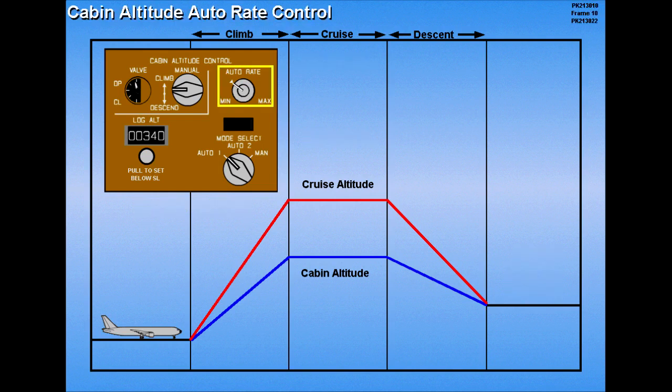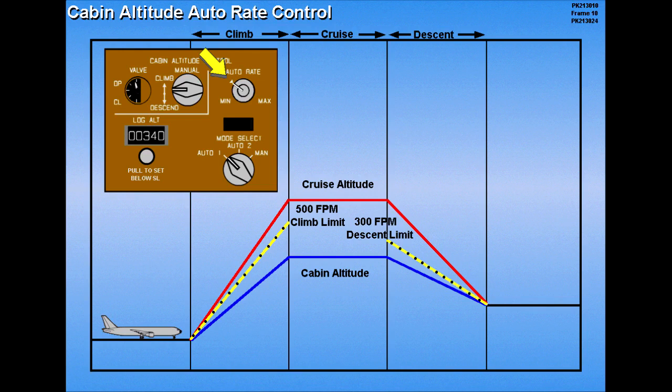An auto rate selector establishes the desired limit for the cabin rate of change. An index mark limits the cabin rate of climb to 500 feet per minute and the descent to 300 feet per minute. Rate limits can be decreased or increased by changing the position of the auto rate control. During a normal climb or descent, the actual cabin rate of change is usually less than the limit established at the index.